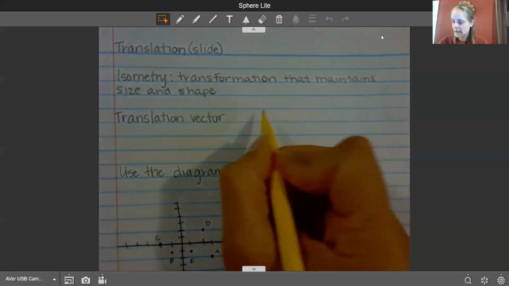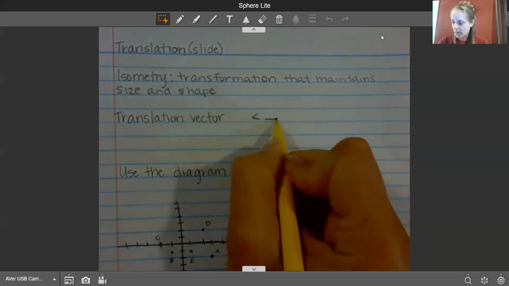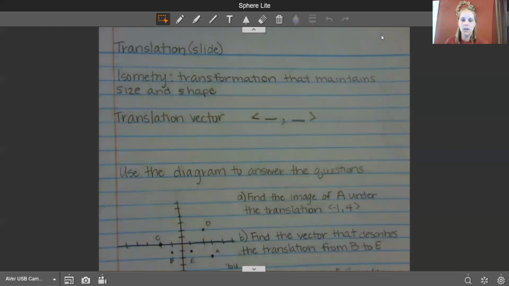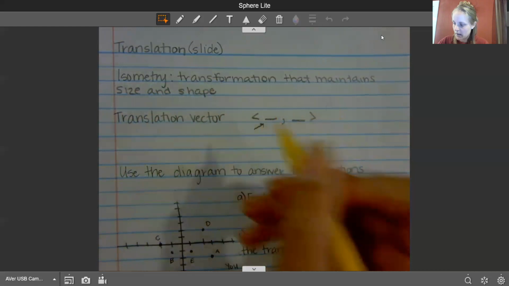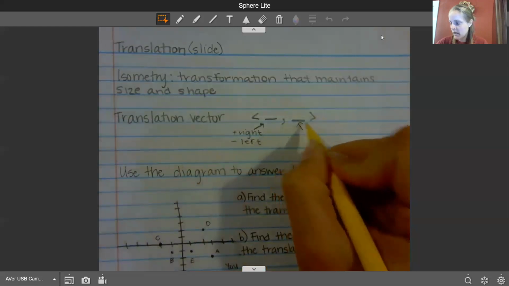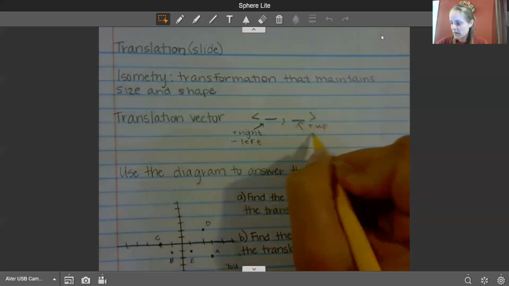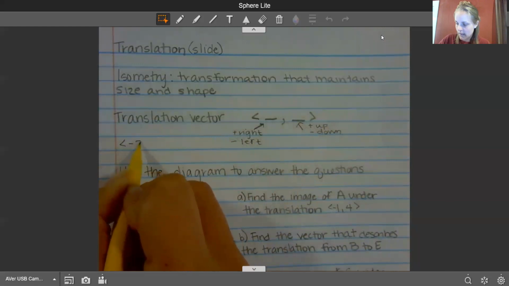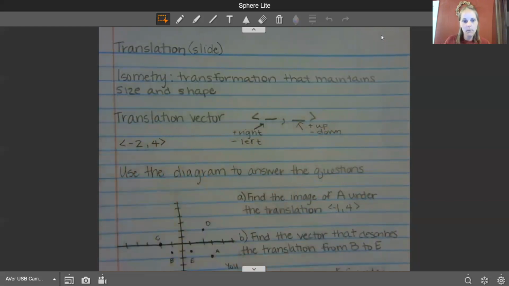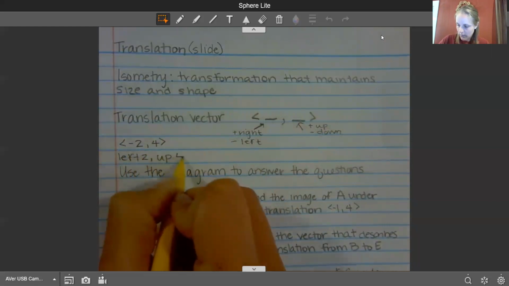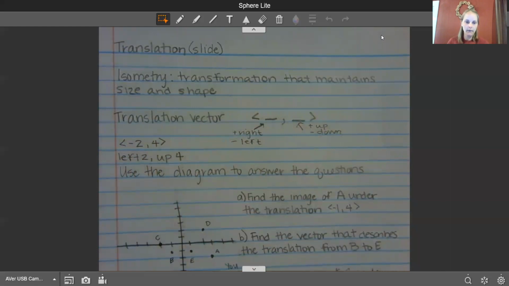All right, so when we talk about a translation vector, you're going to have some number here and some number here. Okay, and the vector tells us how to move the shape. So this value right here, if it's positive, is going to be to the right. If it's negative, it's going to be to the left. And then this value right here, again, if it's positive, it would be up. If it's negative, it would be down. So if I had a translation vector of -2, 4, this would mean left 2 and up 4, and that is how I would translate that figure.